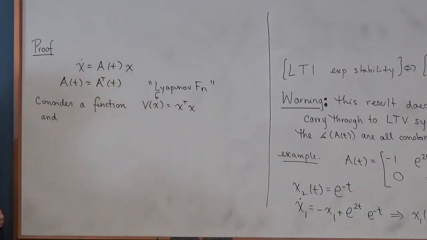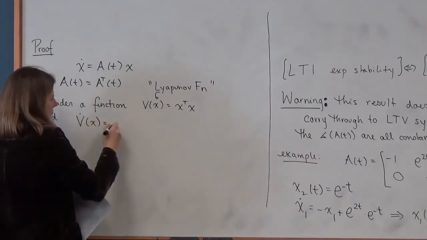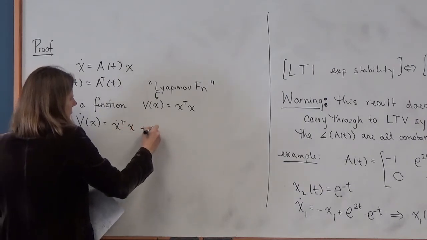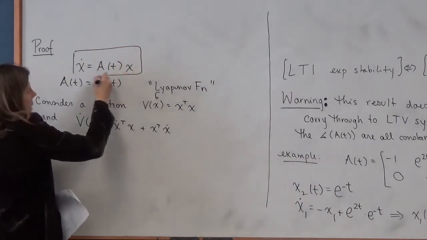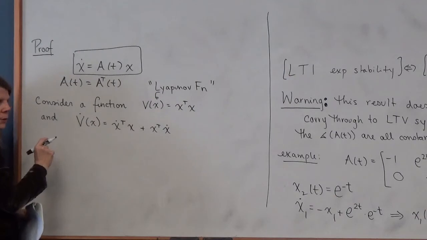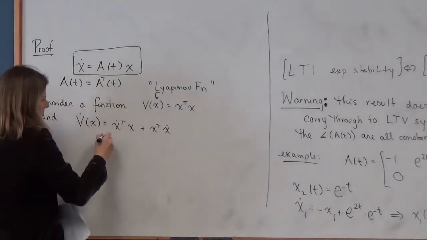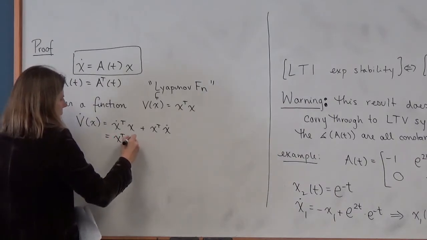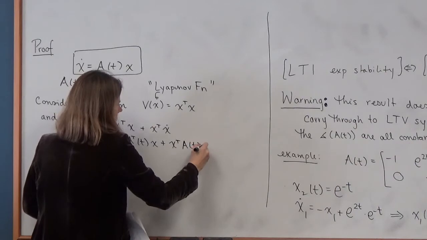And let's take its derivative. By taking its derivative, we mean its derivative with respect to time. When we take its derivative with respect to time, that gives us x dot transpose x plus x transpose x dot. But x dot here has a special meaning for us. x dot represents the dynamics of the system. So we already have an understanding of what x dot is, because we've got a system evolution here. So when I take that derivative, this is actually kind of a special derivative. It's like the total derivative with respect to time, but what I'm doing is plugging in the dynamics wherever I see x dot. So this is x transpose A transpose of t, x plus x transpose A(t)x.